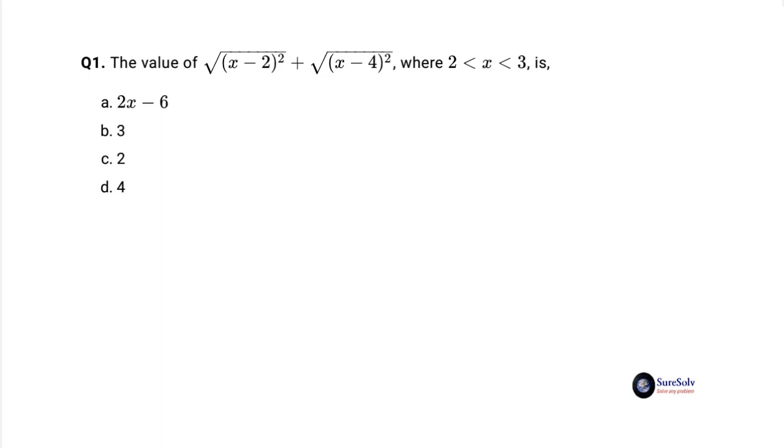In a hurry, you might choose option A, 2x minus 6, as the answer. To get this answer, you would form the result of the first square root as x minus 2 and the second simply as x minus 4. Adding the two, you would get 2x minus 6. But would it be correct?